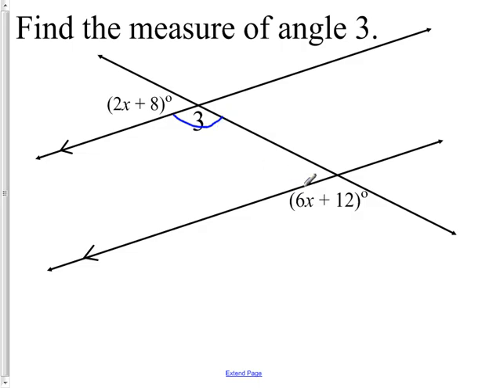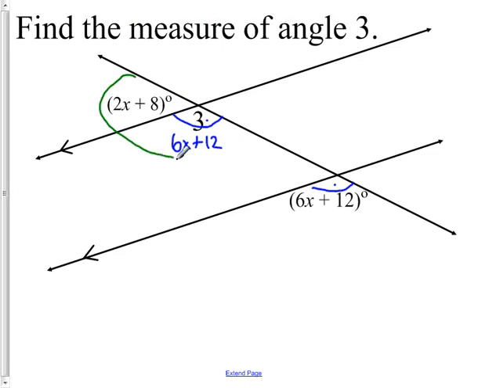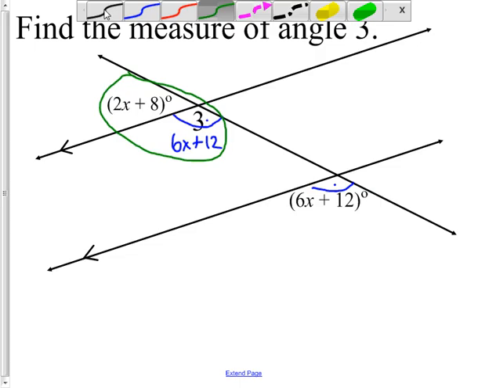And angle 3 and 6x plus 12, the vocab term we learned in the previous video, these are called corresponding angles. And corresponding angles are always congruent. So that means if this is 6x plus 12 right here, then 3 would also be 6x plus 12. Okay, so now that we know that we have a linear pair here. The 2x plus 8 and the 6x plus 12, they form a nice straight line. And whenever we have a linear pair, they add up to 180. So let's set up an equation here.